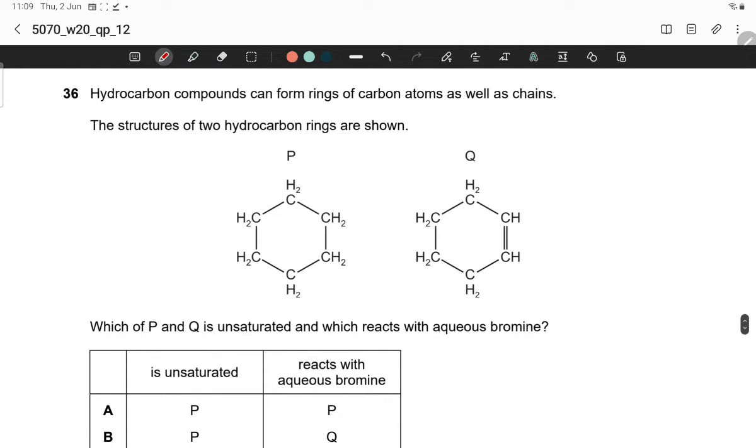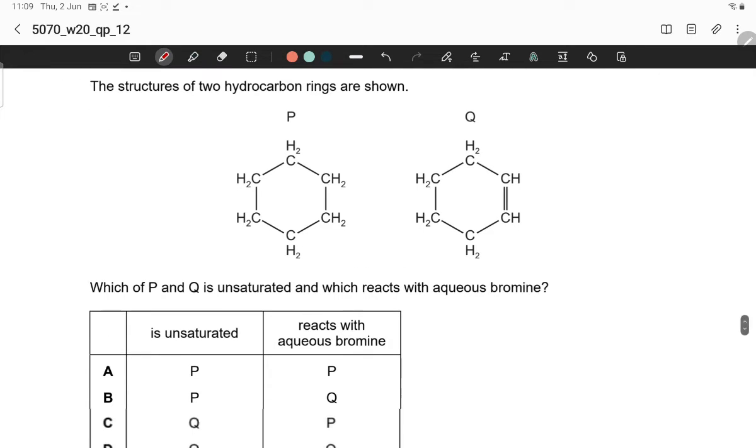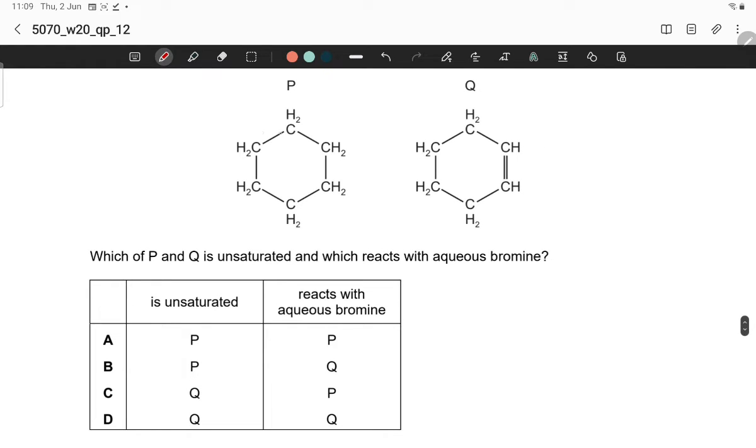Question number 36. Hydrocarbon compounds can form rings of carbon atoms as well as chains. The structures of 2 hydrocarbon rings are shown. Which of P and Q is unsaturated and reacts with aqueous bromine? P is saturated, this is unsaturated. So Q is unsaturated and reacts with aqueous bromine, that is Q.